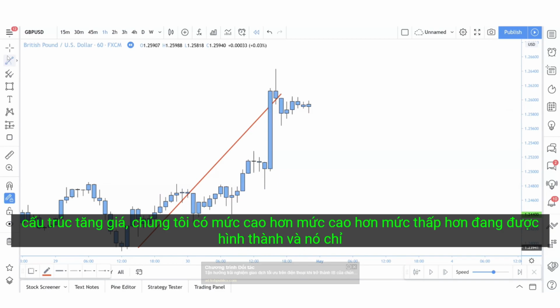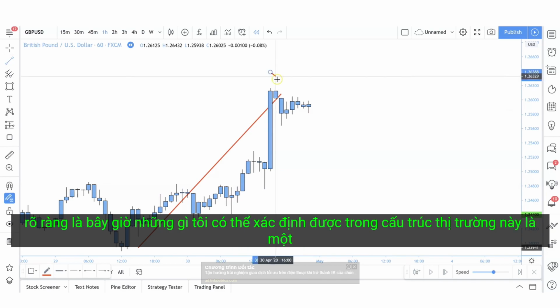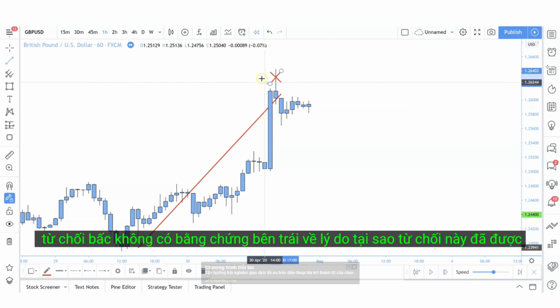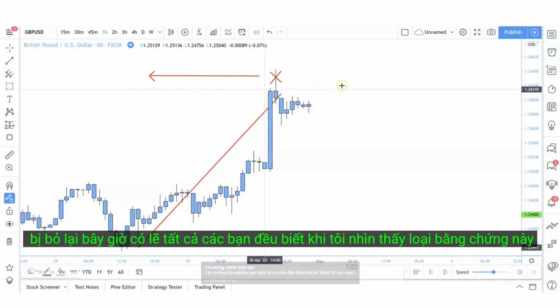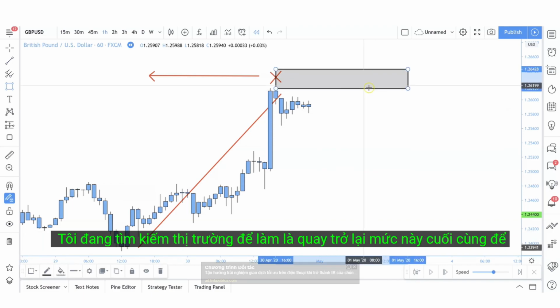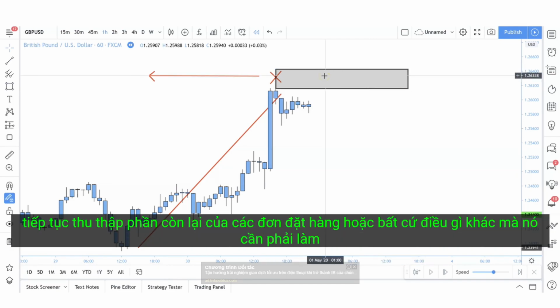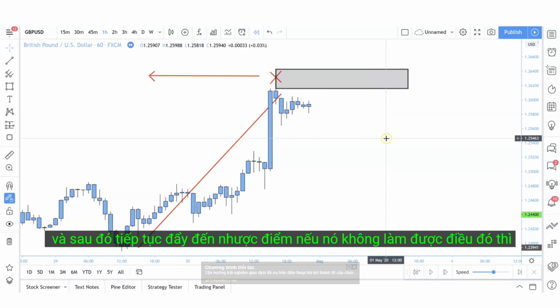Now, what I can identify in this market structure is a very strong wick rejection with no evidence to the left as to why this rejection has been left behind. Now, you probably all know when I see this kind of evidence, what I'm looking for the market to do is come back to this level eventually to continue to collect the rest of the orders or whatever else it needs to do, and then continue to push to the downside.